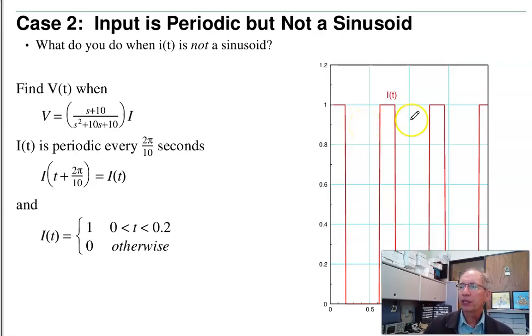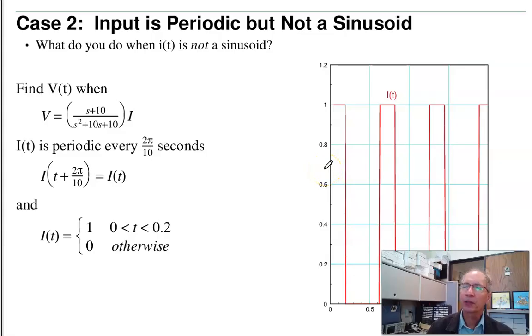Now I'm going to assume that the current is periodic. It repeats every 2 pi over 10 seconds. That just means that I of t plus 2 pi over 10 is I of t. It just repeats over and over again. Here's a periodic input that is not a sine wave. Try to find the voltage for this input.